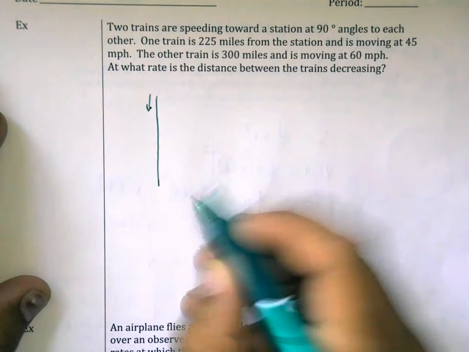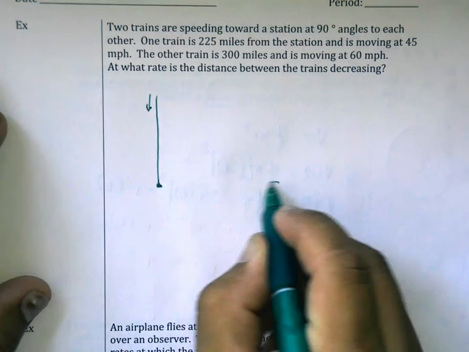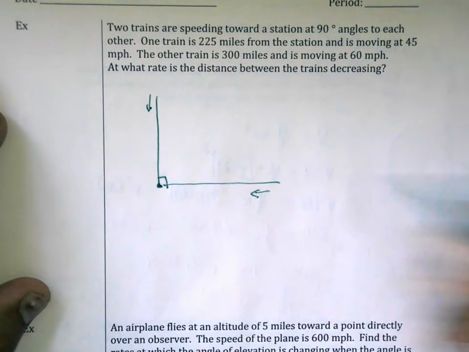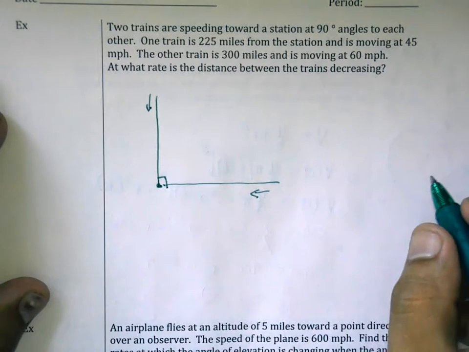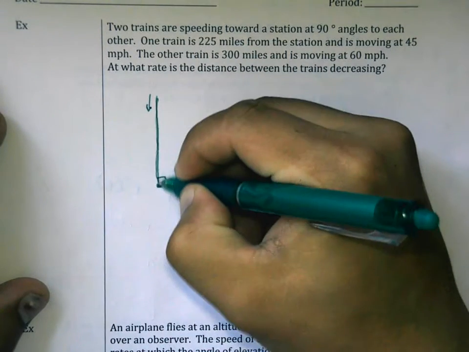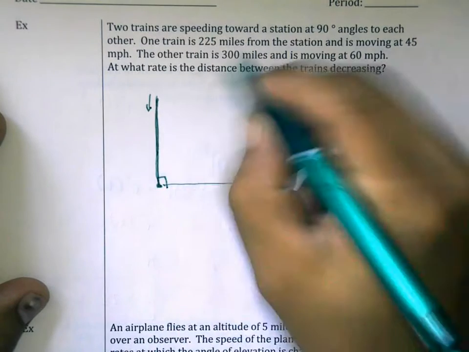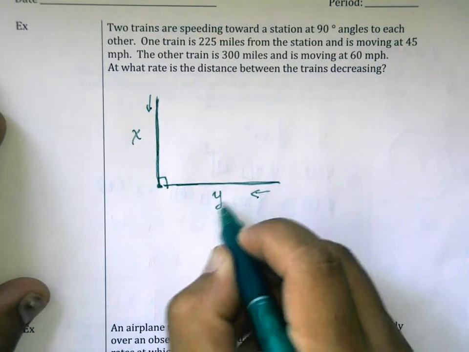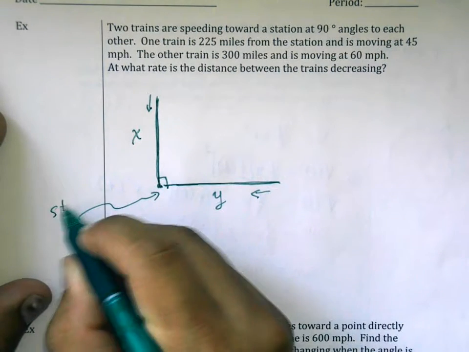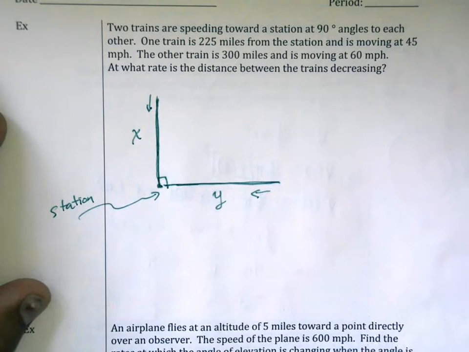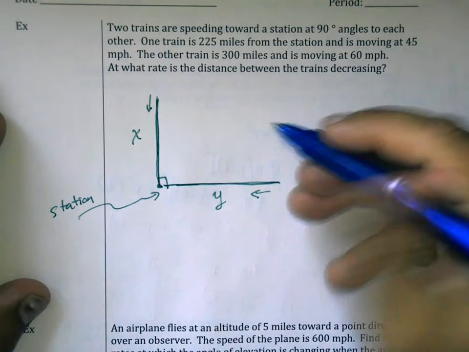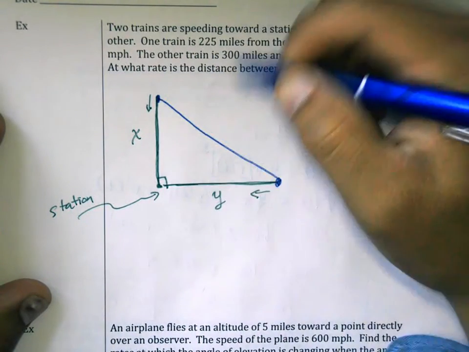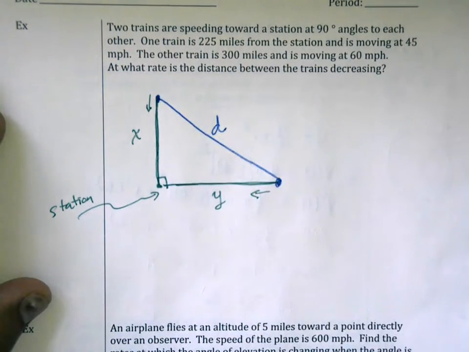You got one train going this way, you got another train coming along this way at 90-degree angles to each other. Okay, and one train, this distance here we'll call X, and this distance here we'll call Y, and this point here, that's the station. Okay. And then the distance from the trains to each other is basically between these 2 points. This is the distance between the two trains.